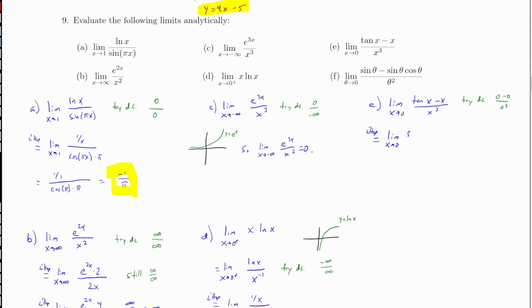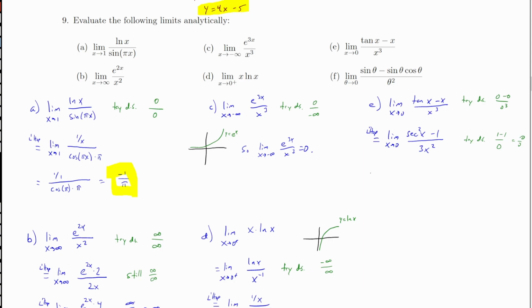Okay, so the derivative of tangent x is secant squared x. The derivative of x is 1. And in the denominator, the derivative of x cubed is 3x squared. Okay, so now I try direct substitution. Okay, secant is 1 over cosine, right? Cosine of 0 is 1. Reciprocal is still 1. Squared is still 1. So I get 1 minus 1 on top, and in the bottom I get 3 times 0 squared. So we have 0 over 0 again.